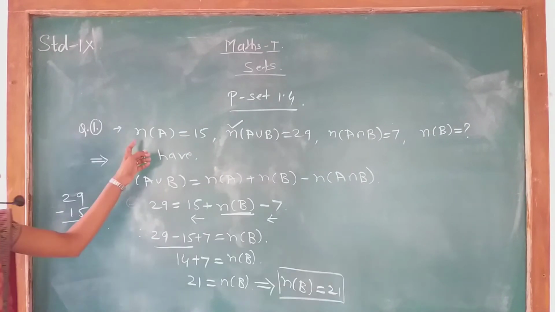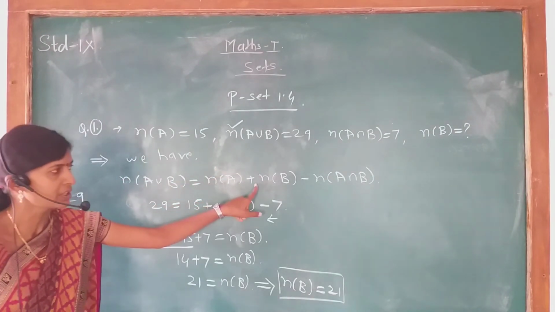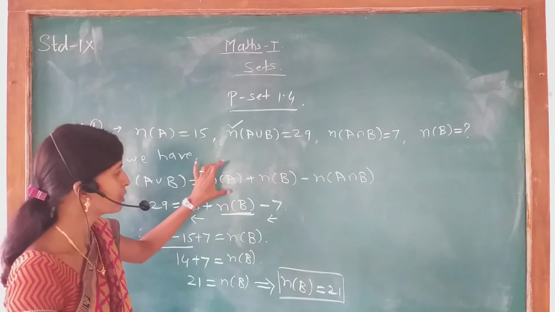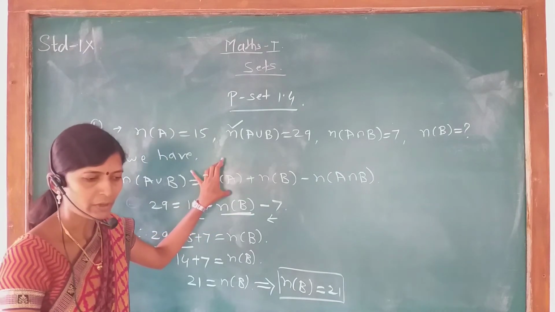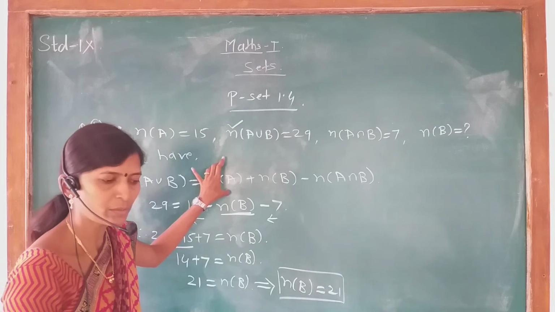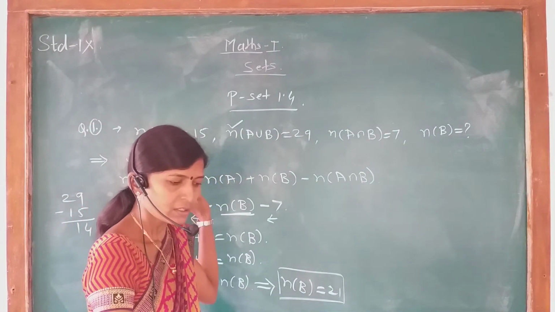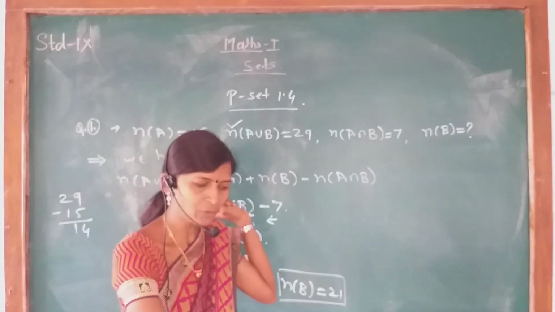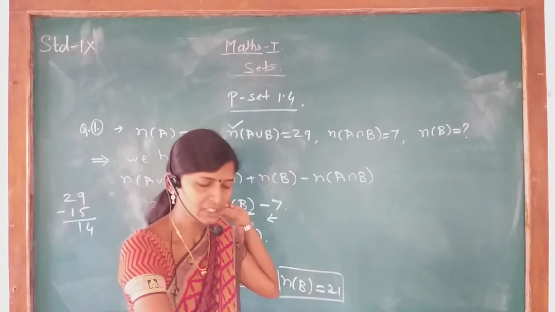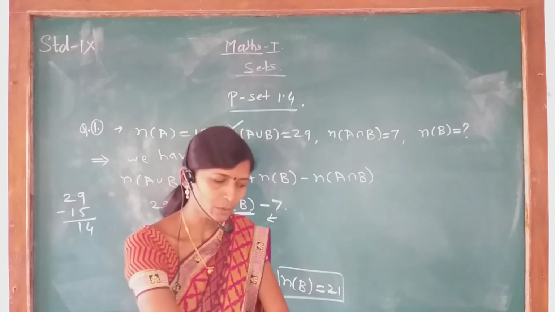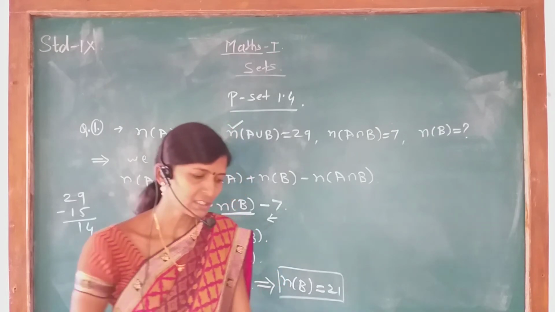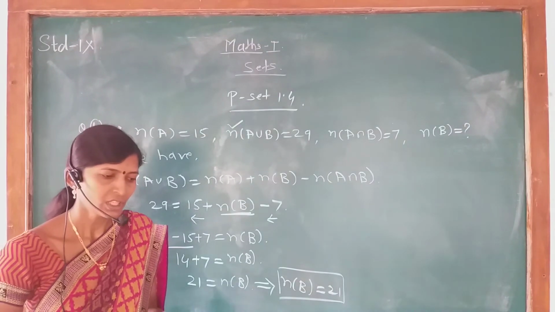If out of all four values any one value is not given, we use this formula and we will get the value. In the same way, question number 2 you have to solve by using this formula only. Question numbers 3 and 4 are omitted from the syllabus as per the government rule, only for this year. That is, the third and fourth questions are omitted for this year.